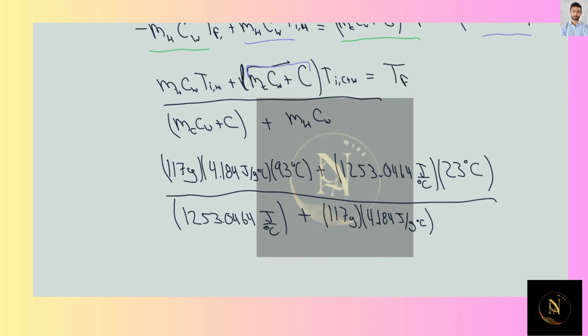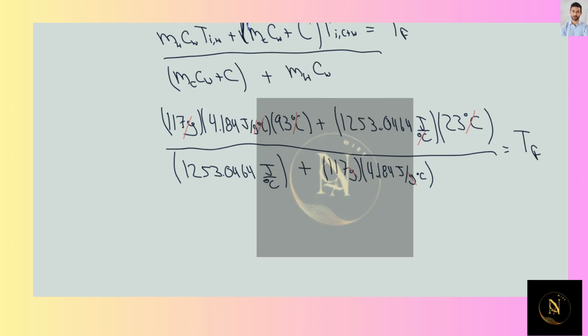So I want you to notice that the numerator is going to be in units of joules, and the denominator is going to be in units of joule per degree Celsius. So our final answer is going to be given in degrees Celsius, and is going to be equal to 42.66 degrees Celsius.